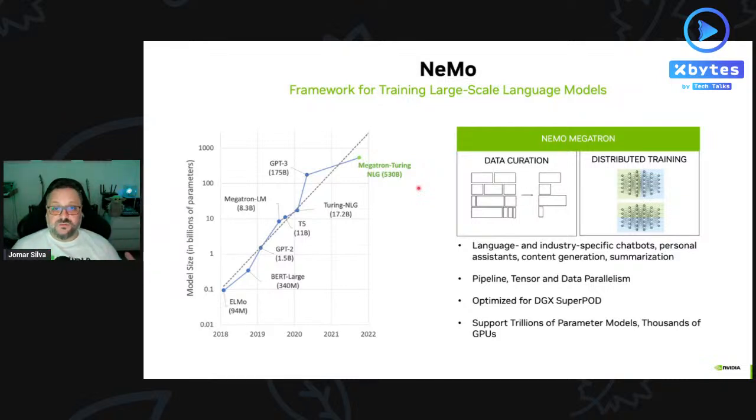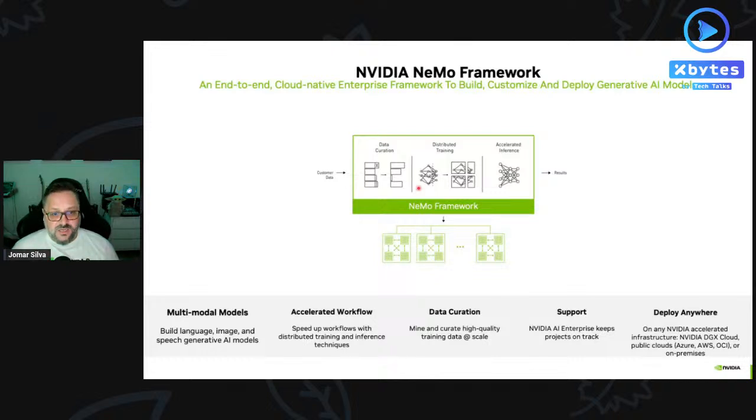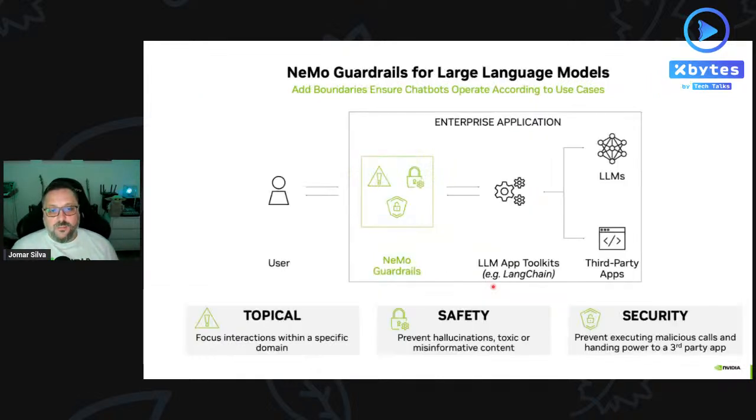And the training of those models is really complex because we need to have data parallelism. We need to use thousands of GPUs. This will be distributed on a cluster with a lot of computing power. And NeMo is the framework developed exactly for those use cases. We can do with NeMo the data curation, distributed training, and accelerated inference. It has the key features to help you to build and to customize your LLM, large language model, projects.